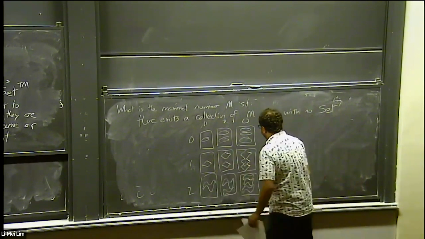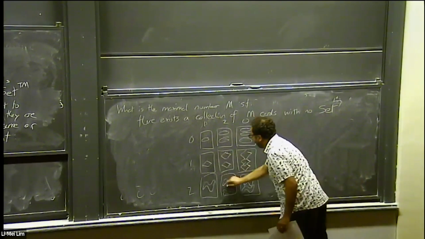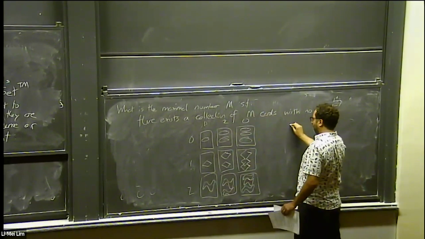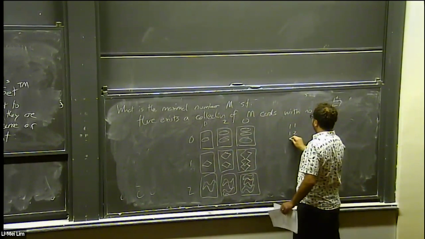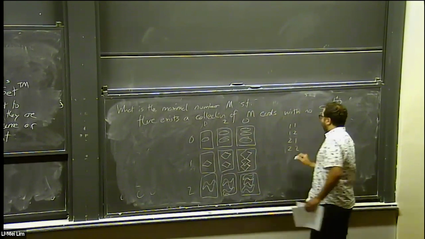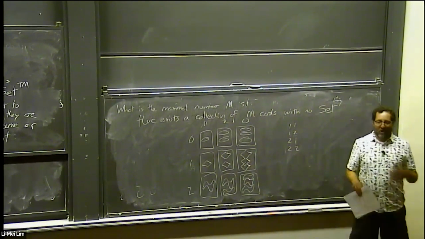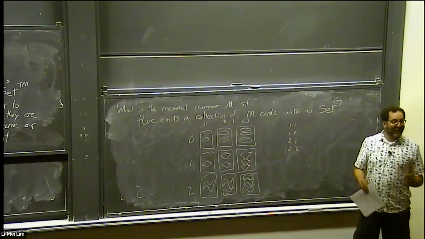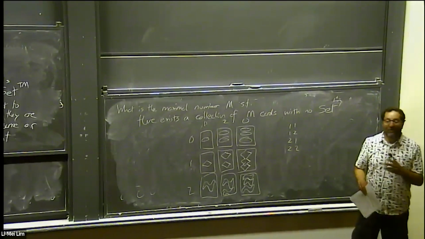One way of thinking of it is like those four guys are 1, 1; 1, 2; 2, 1; and 2, 2. So they're like the cards that I get if I actually forget that one of the possible values of each attribute exists. I never use the 0, I only use the 1s and the 2s.